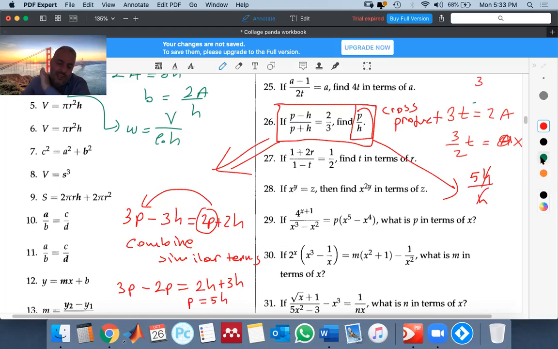Understand or not? Yes, sir. That's it. For example, can you try this by yourself? Okay, this one. Find T in terms of R. I mean, T equals what? Only T equals what? I am waiting for you. Try a little bit.